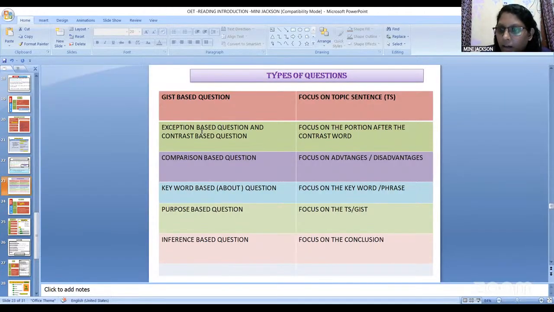It's like a steam cake, layer by layer. So the topic sentence will be there, the controlling idea will be there. We need to understand each and everything. There is a supporting sentence or a developing sentence. So understand the paragraph structure first.